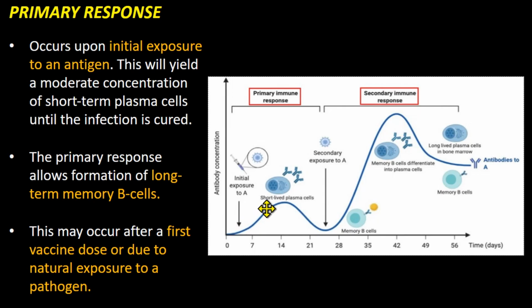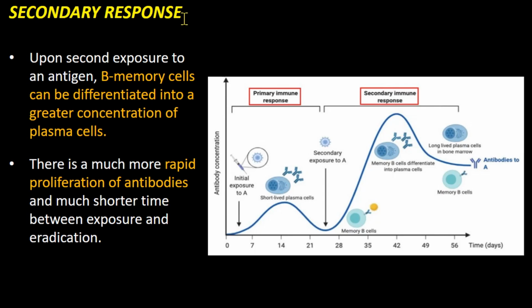So this will produce plasma cells that will then produce antibodies. So the antibody concentration gets higher until the infection has gone away. So remember, around this time here, you're going to get clonal proliferation of a lot of B cells. Some of them are going to become plasma cells, and some of them are going to become long-term memory cells. That's going to store the data. Remember, those have already seen the enemy. So this may occur after a first vaccine dose, or due to just natural exposure to a pathogen, the first exposure.